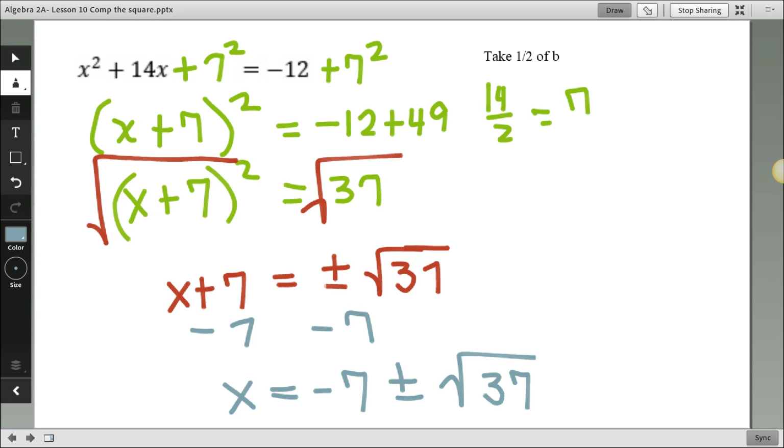So that's the process, folks. Half of b. Then we're going to square it and add that to both sides. And then we're going to set up our perfect square binomial and then solve for x after taking the square root.